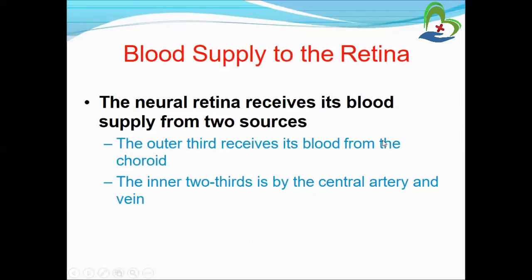Then the blood supply to the retina. As we discussed in the earlier image, the artery and vein supply our optic nerve and the whole blood supply of the retina. The neural retina receives its blood supply from two sources. The outer third receives blood from the choroid, and the inner two thirds from the central artery and vein. So these two sources of blood supply are responsible for the retina.